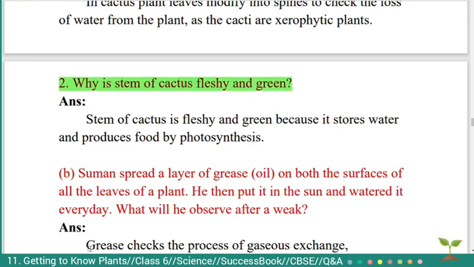Second question, why is stem of cactus fleshy and green? Answer, stem of cactus is fleshy and green because it stores water and produces food by photosynthesis.